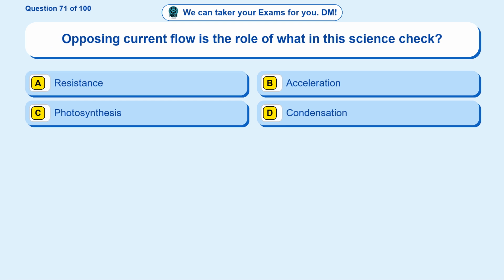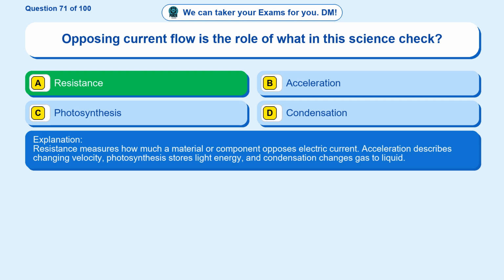Question 71. Opposing current flow is the role of what in the science check? Option A, resistance. Option B, acceleration. Option C, photosynthesis. Option D, condensation. The correct answer is option A. Resistance. Resistance measures how much a material or component opposes electric current. Acceleration describes changing velocity, photosynthesis stores light energy, and condensation changes gas to liquid.